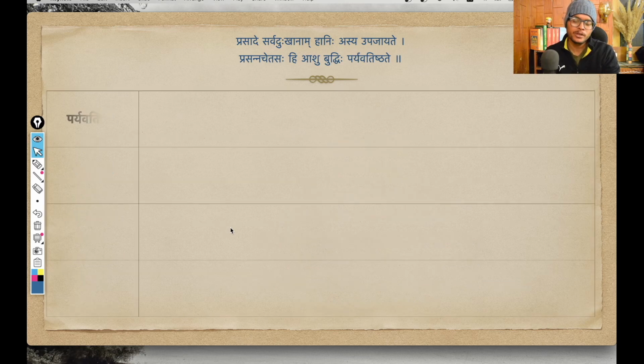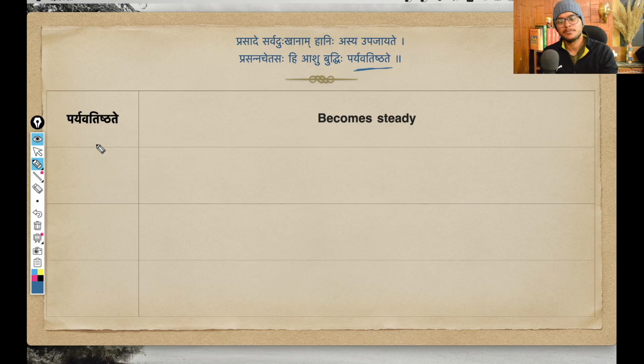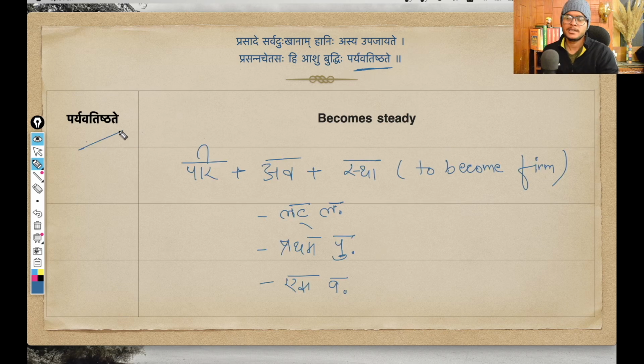Now if you move on, we have this second Kriya Pada, Paryavatishthate. And this Kriya Pada is coming from Stha Dhatu. Okay, Tishthati, Tishthate, in that sense. Stha Dhatu generally means to stay, to stay put in that sense. But along with this combination of upasargas, pari and ava, the meaning becomes to become firm, to become steady. Okay, so pari plus ava plus stha. This combination means to become firm or steady, and the form is again the same.